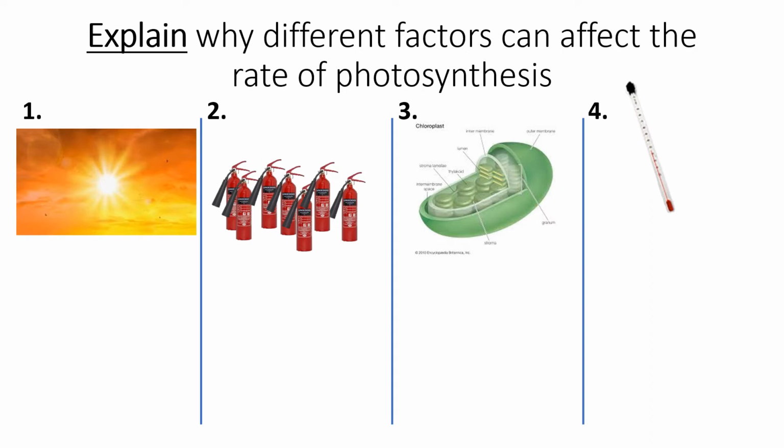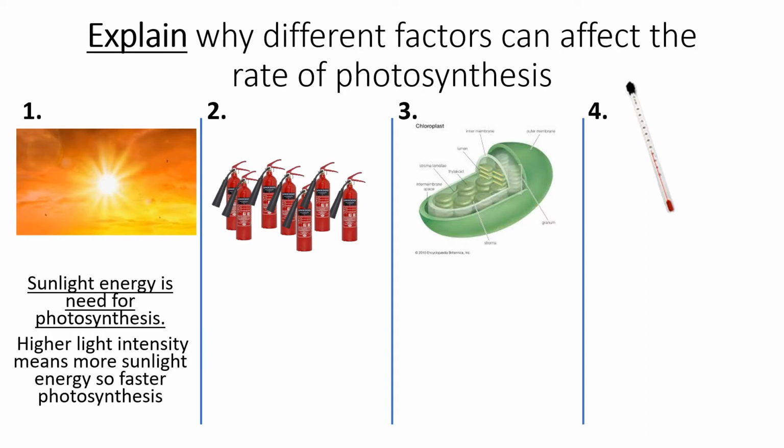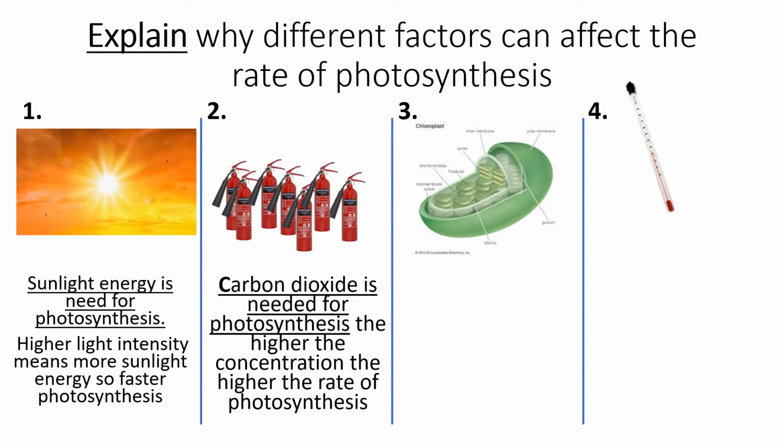The first of the factors is light intensity. Light intensity is a measure of sunlight energy. And sunlight energy is needed for photosynthesis. So the higher the light intensity, it means we've got more sunlight energy, so we have faster photosynthesis. And we're explaining why the light intensity affects photosynthesis. In the second example, we're looking at carbon dioxide concentration. Again, carbon dioxide is needed for photosynthesis. The higher the concentration of carbon dioxide, the higher the rate of photosynthesis.